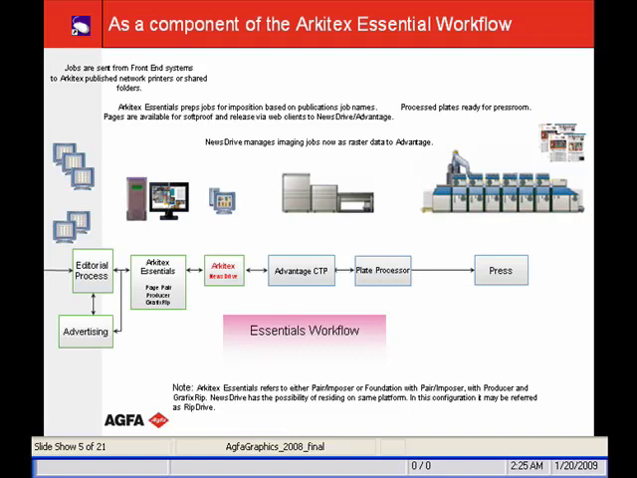Upon release, the fully imposed page or pages is sent to the Arkitex NewsDrive, where it is buffered as raster data prior to output to the Advantage CTP engine. Once all the data necessary to image a plate is received at NewsDrive, the NewsDrive begins the output process at the Advantage CTP. From there, the exposed plate is passed to the online plate processor, where the latent image is developed into a usable image ready for the press. Next, we'll show you NewsDrive's main user interface and point out its controls and display features.